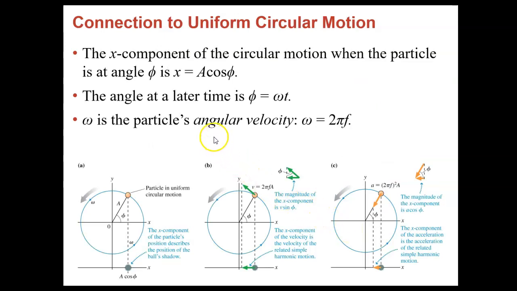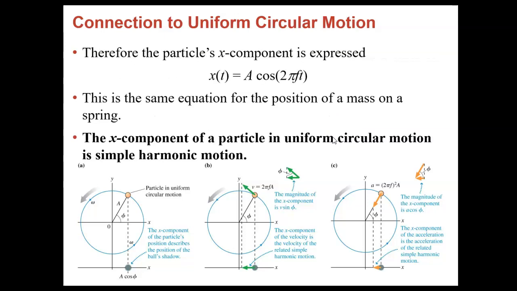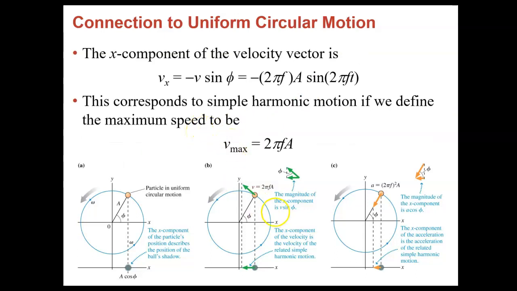So the x component of the circular motion on theta is x equals A cosine theta, like we've done before. The angle at a later time is theta equals wt, and w is the particle's angular velocity, which is 2 pi times your frequency. So the particle's x component is expressed as A cosine of 2 pi times frequency times time, and that's the same equation as the position of a mass on a spring. The velocity is therefore 2 pi f A, where A is the length of your pendulum.